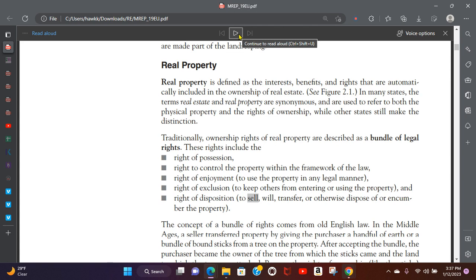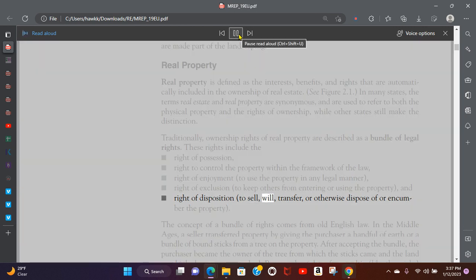The right of disposition: to sell, will, transfer, otherwise dispose of, or encumber the property. Y'all don't hear me. Sell, will, transfer, or otherwise dispose of or encumber the property.